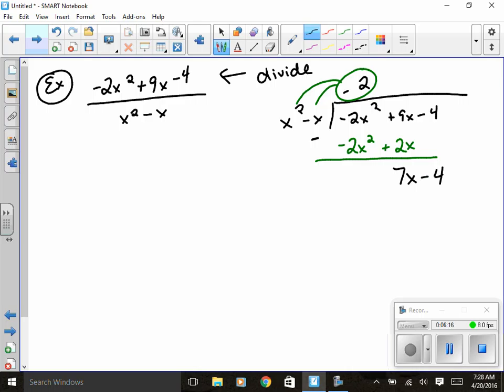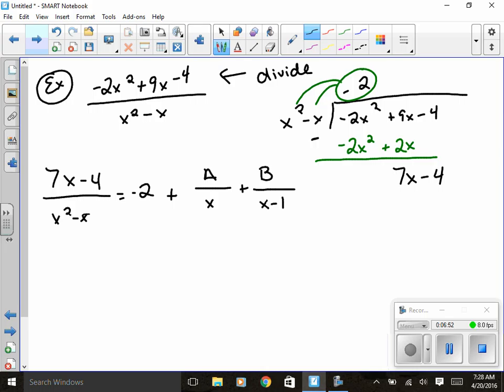So what does this mean for me? What this means for me is that I've broken it down so that the top is linear. So I can go through and break it down just like I did in example 1. So right now I've got 7x minus 4 over x squared minus x equals negative 2 from the top here, plus A over, I'm going to go ahead and factor the bottom out, which is x, plus B over x minus 1.